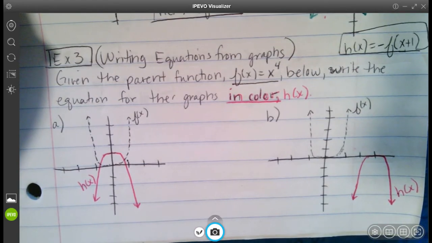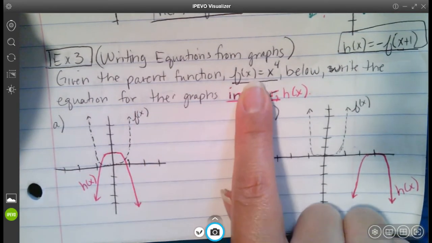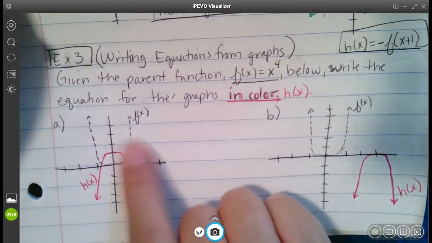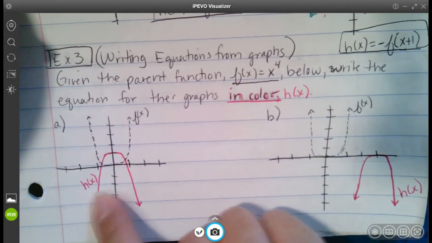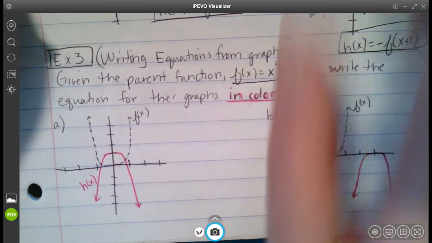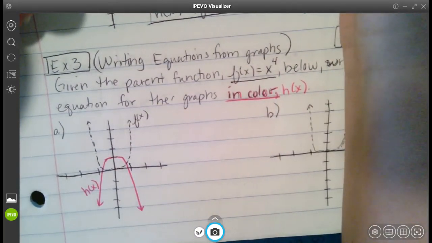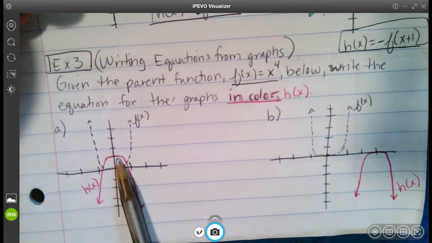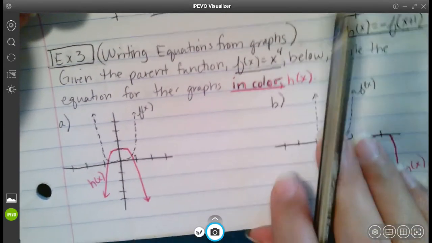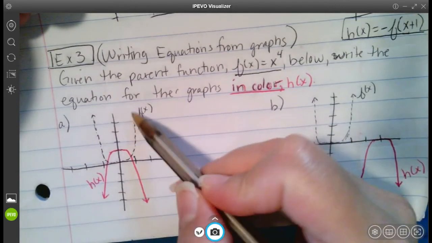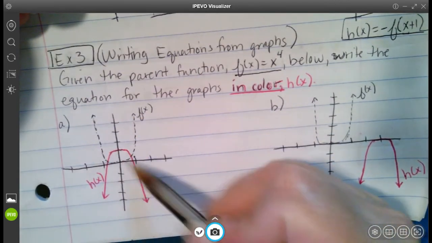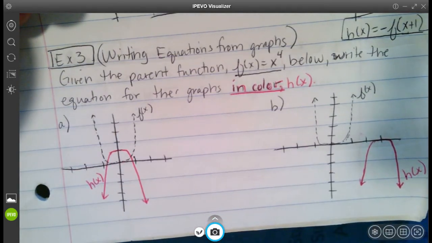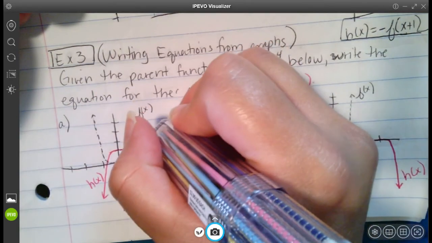Okay, so this one is saying, given this parent function, so they just decided to pick one, write the equation for the other guy. So this is going to work very similar to x squared, except instead of a square, it's a 4. So what I'm going to do is look at the pink one now and see what happened. What are the transformations that happened from my OG to the new function? Well, I can tell right away that it reflected, like it flipped over something, right? So I'm going to go ahead and put that here.